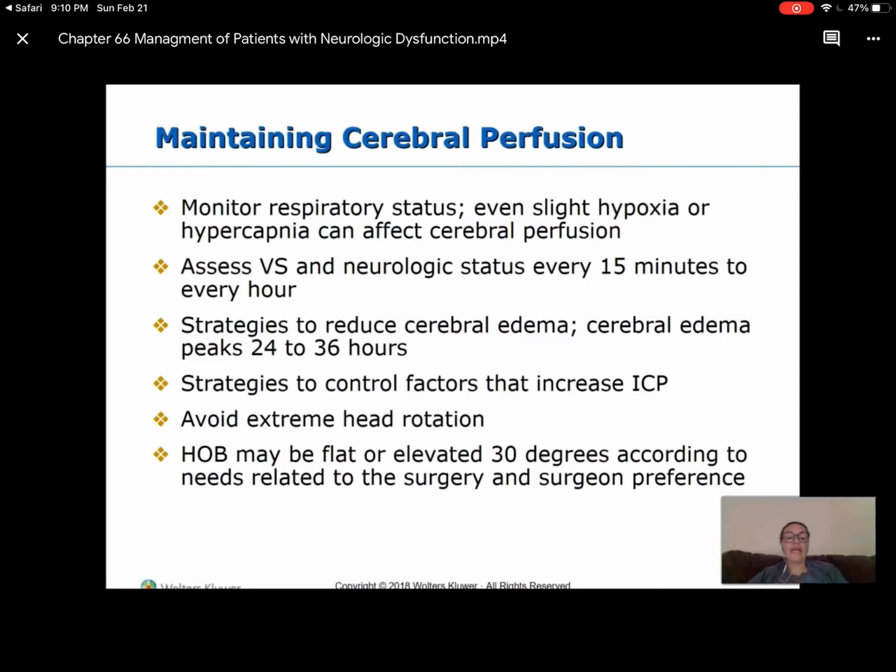Okay, so maintaining cerebral perfusion, monitor respiratory status, assess vitals, there it is, every 15 minutes to 1 hour. Strategies to reduce cerebral edema. We're going to decrease stimuli. We're going to avoid extreme head rotation. This patient should not be moving, should be calm, and have the most perfect, optimal environment. That head of bed should always stay at this point, maybe flat or elevated 30 degrees according to the needs related to the surgery and the preference and what is going on with the patient. Remember, it changes, but understand why you're doing it so you don't have to memorize everything.